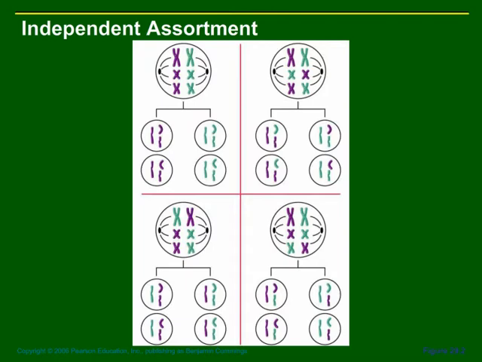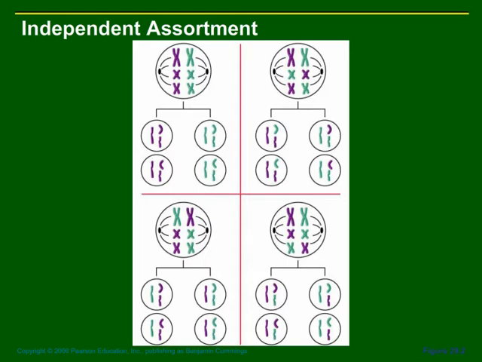So the first source of genetic variation is something called independent assortment. Independent assortment has to do with the movement of chromosomes or homologous pairs during the process of meiosis. And remember, meiosis is the process that we use to divide up our chromosomes when we're making gametes, such as eggs and sperm. So we have a normal cell that has 46 chromosomes, and we want to divide that up into two or four cells that have 23 chromosomes.